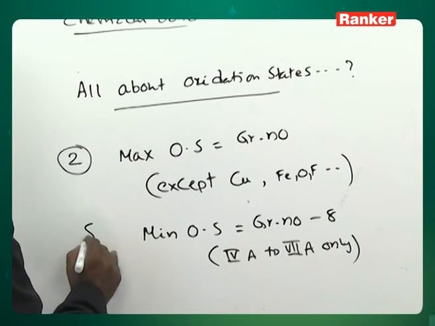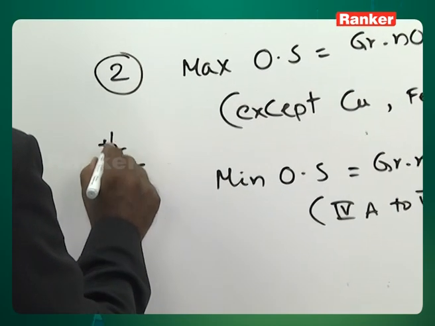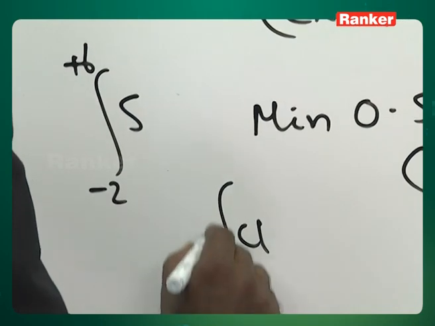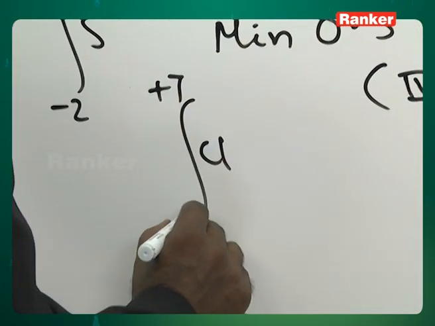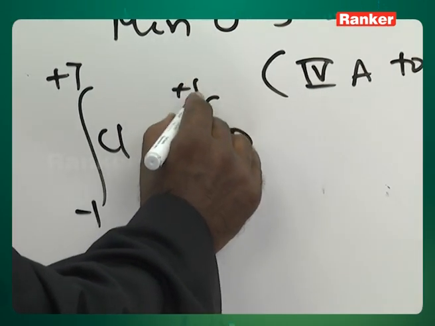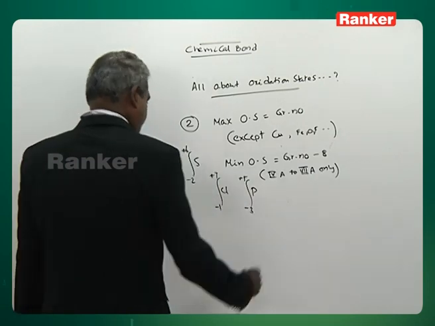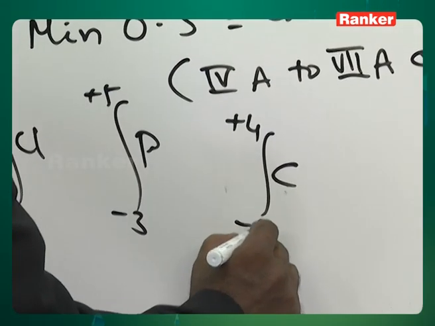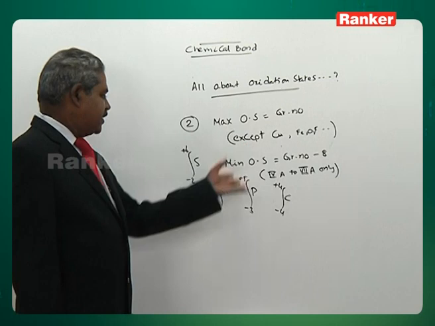So, sulfur, what is the maximum? 6th group, plus 6, minimum 6 minus 8, minus 2. Chlorine, 7th group, maximum plus 7, minimum 7 minus 8, minus 1. Phosphorus, maximum plus 5, minimum 5 minus 8, minus 3. Carbon, 4th group, maximum plus 4, minimum minus 4. So, all these elements can exhibit any oxidation state in between.